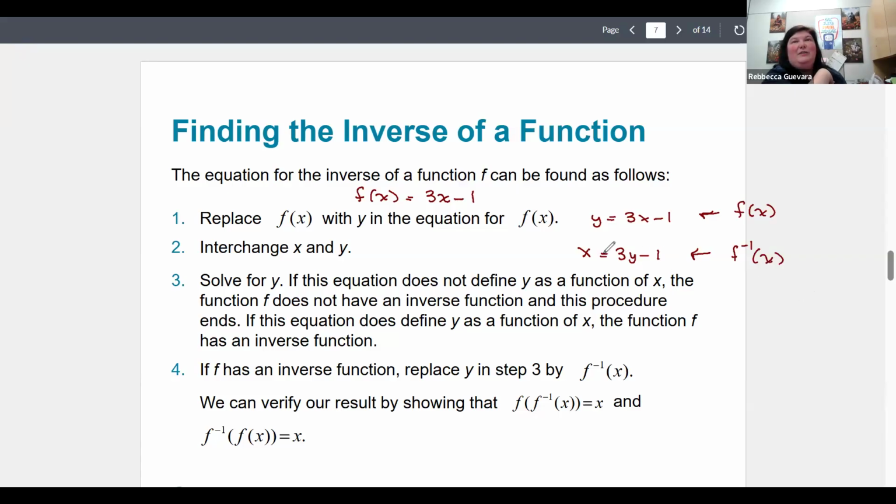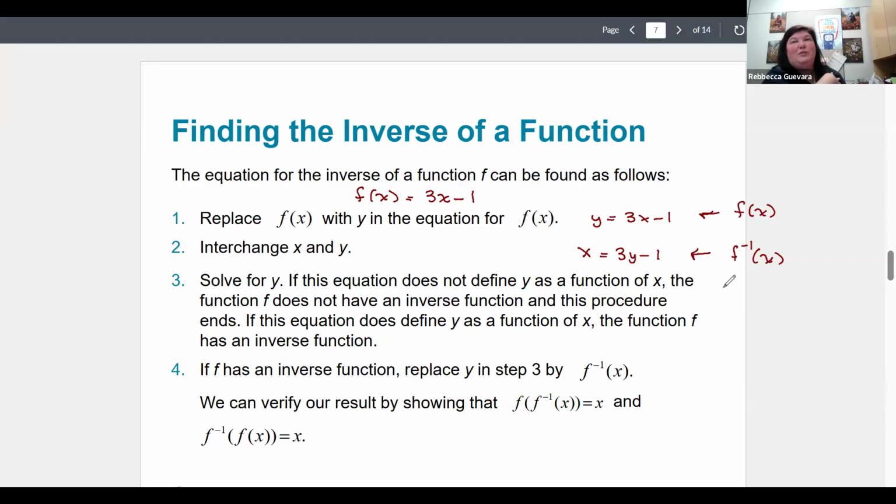We don't usually like our inverse functions like this. So the next part is we're going to solve for y. If this equation does not define y as a function of x, then the function f does not have an inverse function, and this procedure will end. If this equation does define y as a function of x, then the function f has an inverse function. I got ahead of myself here because I knew this was going to be an inverse function. Sometimes we do the switch and we don't actually get a function back.